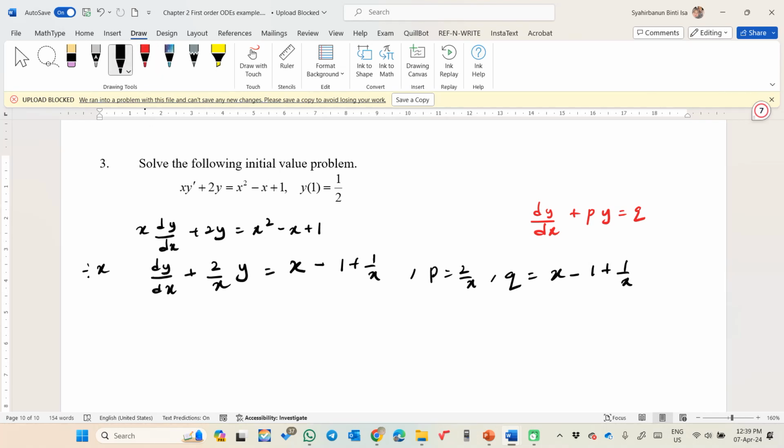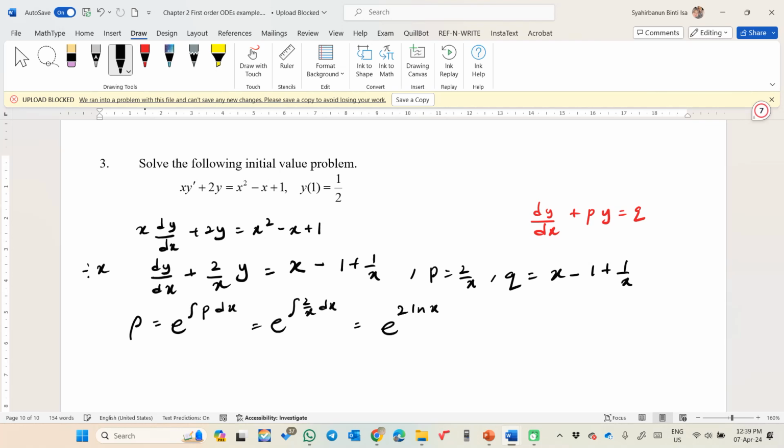After we have p, we can find the integrating factor, exponent of the integration of p dx. This is exponent, p is 2 over x dx. This is exponent 2 over x dx. Exponent 2 ln x.